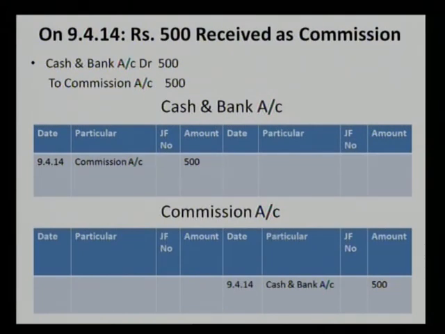Ninth transaction was made on 9th April 2014. We have received 500 rupees being the commission or additional income, and that in cash. So our accountant has passed the entry: cash and bank account DR by 500 rupees to commission account 500 rupees. So we have to debit cash and bank account worth rupees 500 and we have to credit the commission account worth rupees 500.